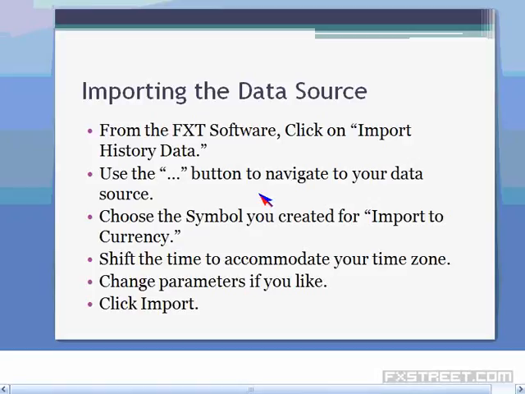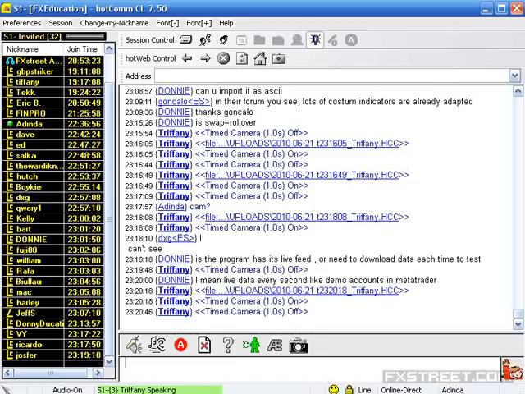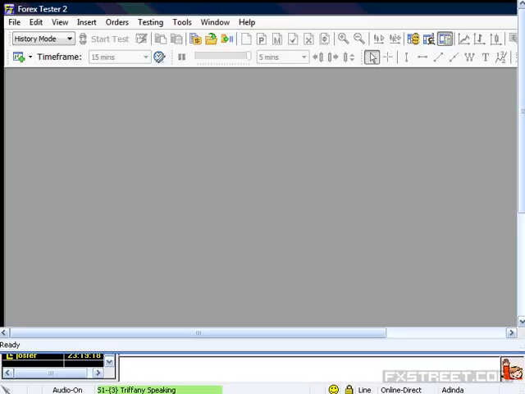Okay, so we found our data source, and we downloaded the data source to our computer. Now we need the data source to talk to the program itself, right? That's what we're trying to do now. So from this point on, we're going to pull back up our Forex Tester, and make sure my camera's still showing.